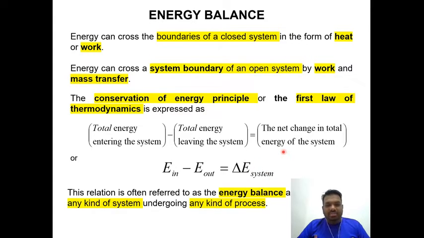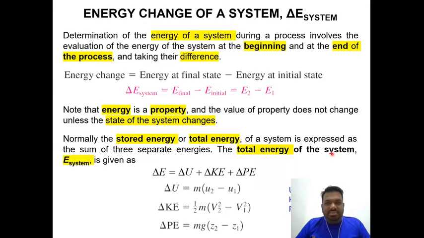This relation is often referred to as the energy balance. If you see the term energy balance, you need to understand that it is the calculation of the net change of total energy in the system. The energy change of the system, we put as ΔE system. Determining the energy of the system during a process involves evaluating the energy of the system at the beginning and the end of the process.